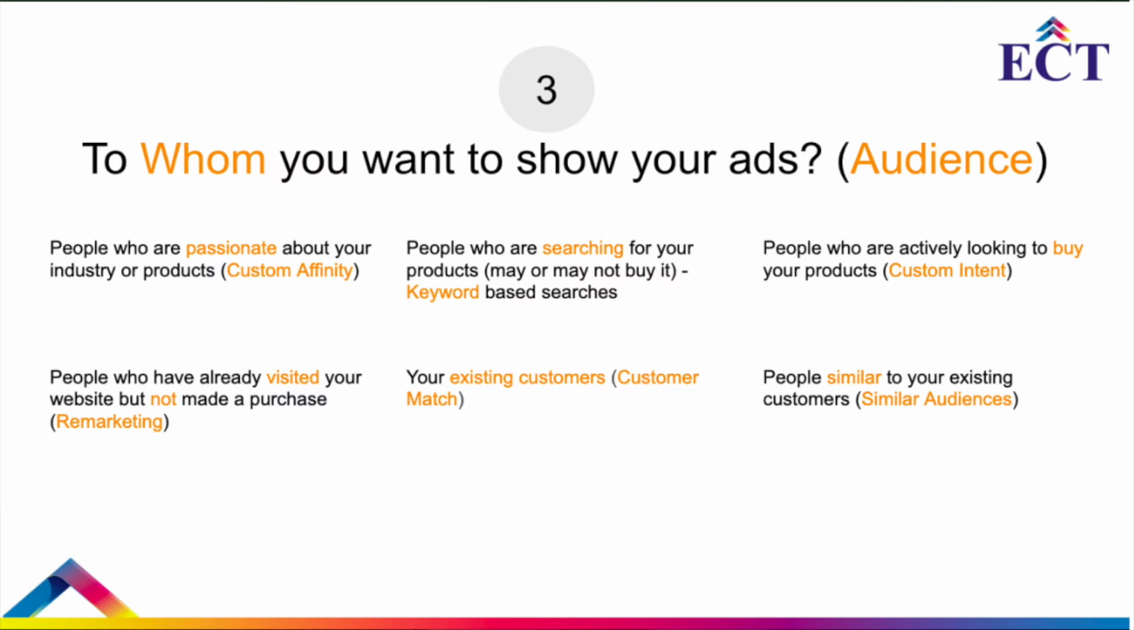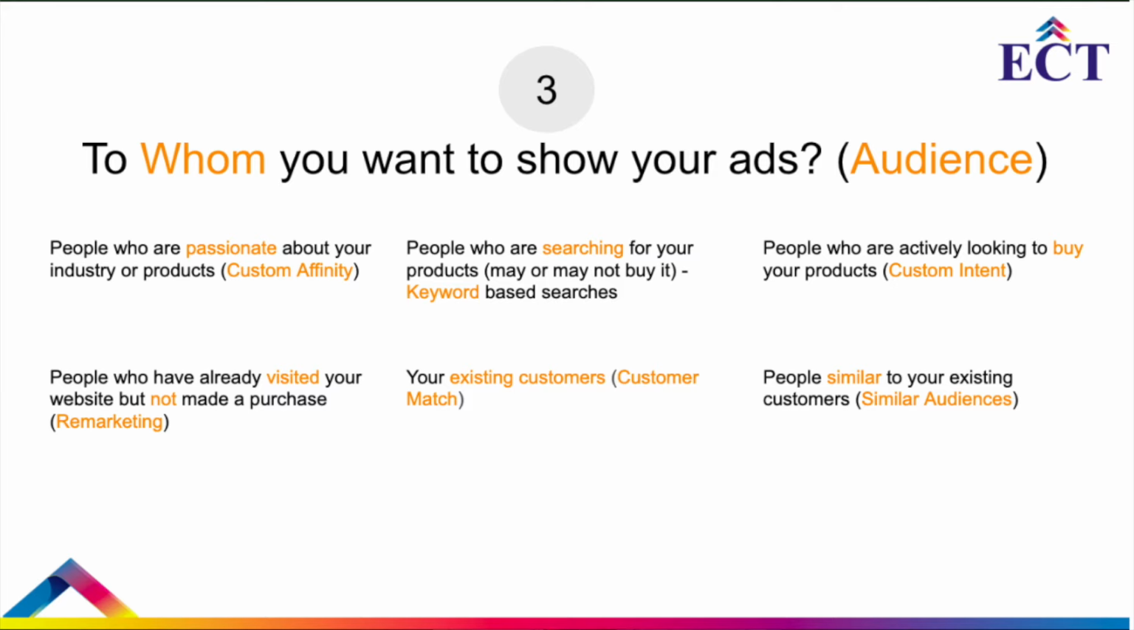Then the fifth category of audience could be customer match. So you already have a set of existing customers, and suppose you have launched a new product. Then you may want to show your ad of a new product launch to people who have already bought from you in the past, right? So in Google Ads, we call this customer match. You can upload your customers' mobile phone, email address, or physical mailing address, and tell Google that I want to show my ads to these people, right? So this is called a customer match audience.